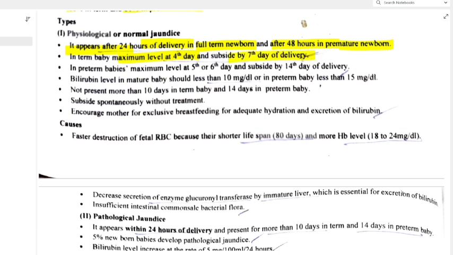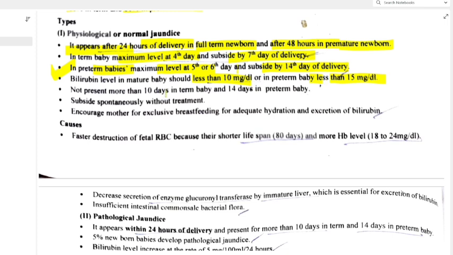So you have to remember, if you compare between physiological and pathological, you should always have knowledge about the physiological first, then only you can compare with the pathological. Okay, now next point. In preterm babies, maximum level at 5th or 6th day and subsides by 14th day of delivery. And bilirubin level in mature baby should be less than 10 milligram per deciliter, and in preterm baby it is less than 15 milligram per deciliter. So for mature baby it is less than 10 milligram per deciliter, and for premature baby it is 5 more, that is 15 milligram per deciliter.